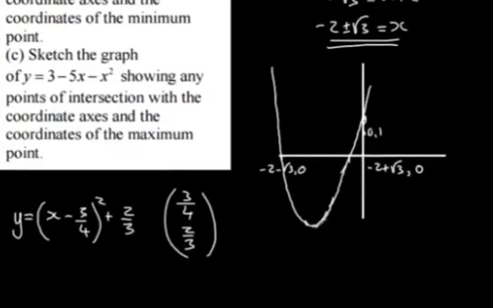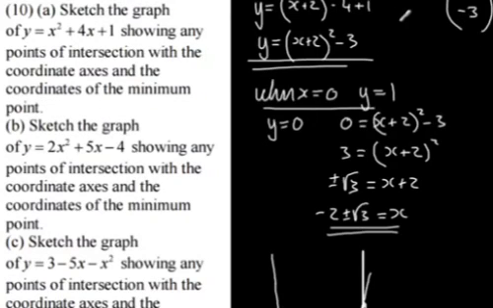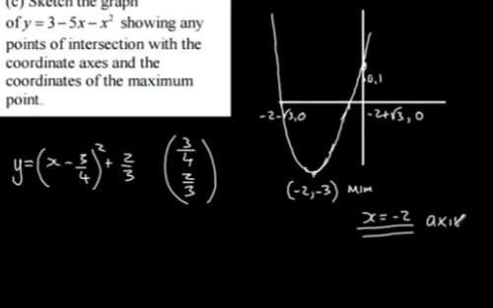This minimum point here, we've already established that that has the coordinates (-2, -3). So we can put this just here. This is (-2, -3). That is the minimum point, or the vertex. x = -2 is the axis of symmetry. So axis of symmetry. So that's what we've got.